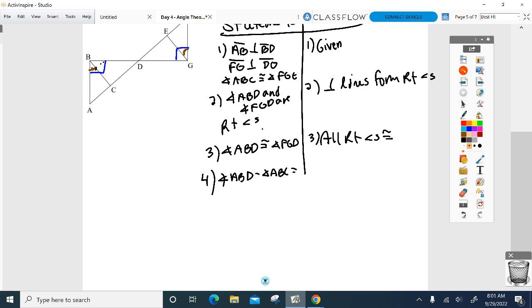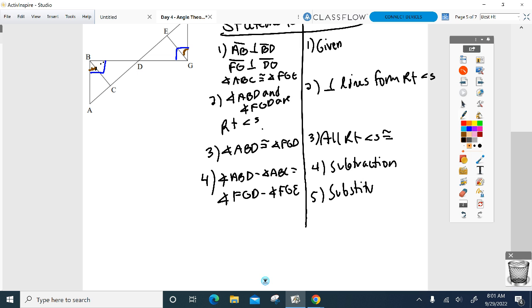Angle FGE and FGD. Got it. Yep. And that's subtraction. And I told you guys it's never going to change, whether it's now or mid-March. What's after subtraction always? Substitution. 5-stepper, huh? DBC.